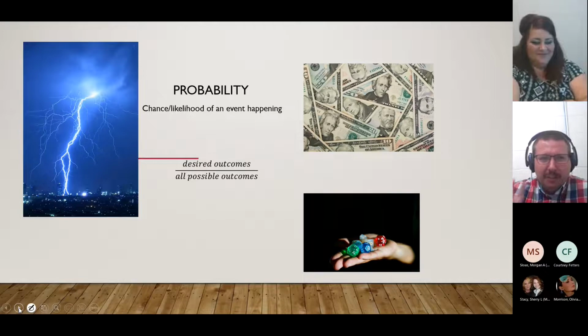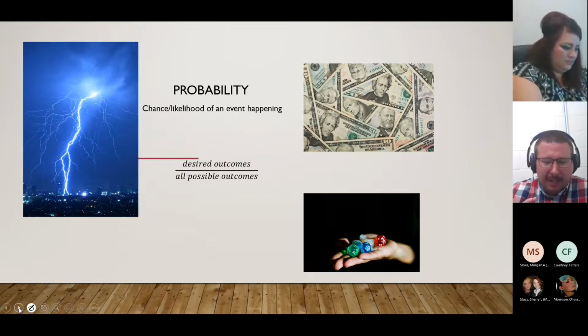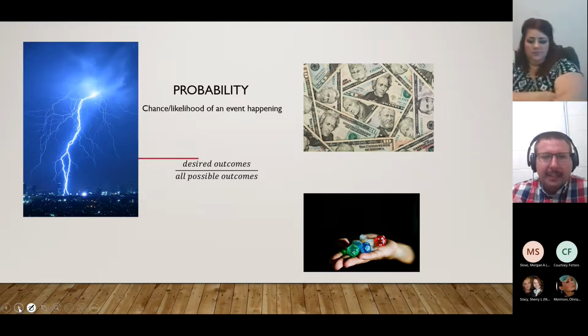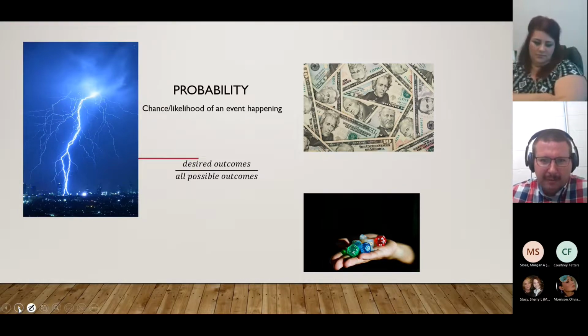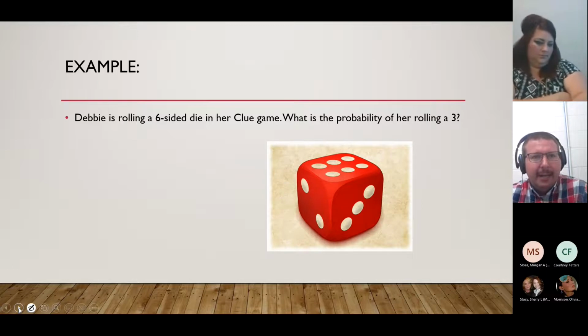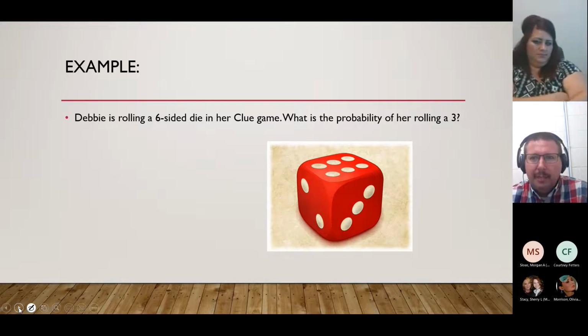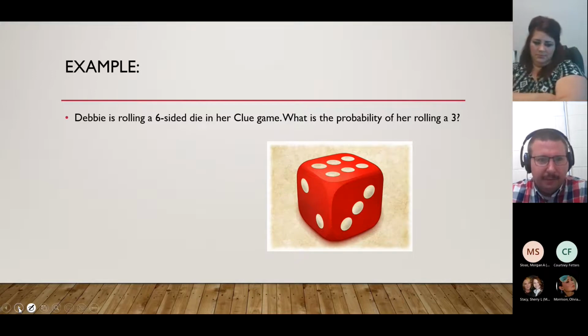So there is something like a formula that is not on your formula sheet, but it's not going to be hard to remember. It's the desired outcomes over all possible outcomes. What do you mean by that? We're going to see. Here's an example first. Debbie is rolling a 6-sided die in her Clue game. What's the probability of her rolling a 3? Here's how you do it.